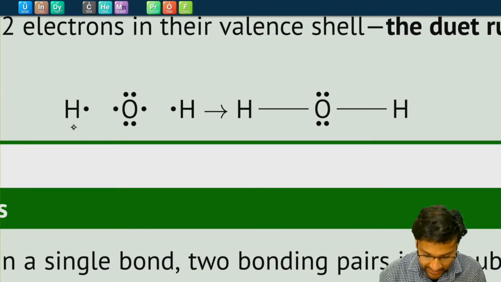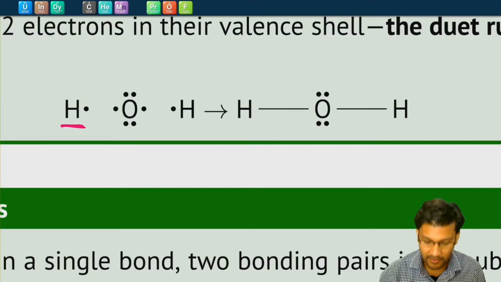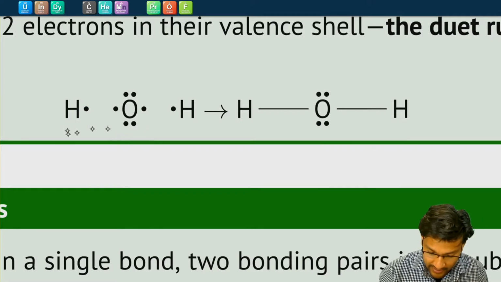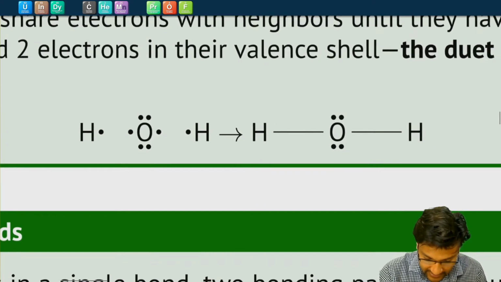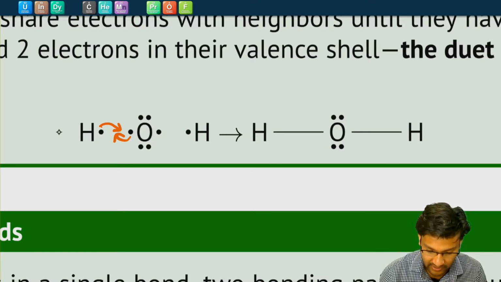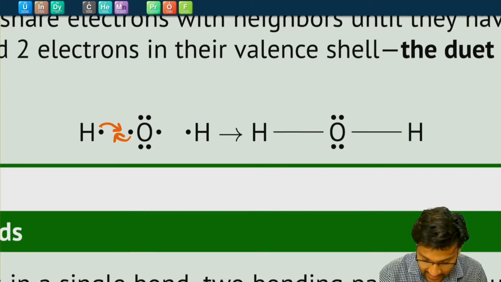Because hydrogen wants 2 electrons in its valence orbital, and oxygen wants 8 electrons in its valence orbital. So here's where the sharing comes in. Hydrogen is kind of like, hey, I can lend you my 1 electron if you lend me your 1 electron. So those two are going to be shared between hydrogen and oxygen.